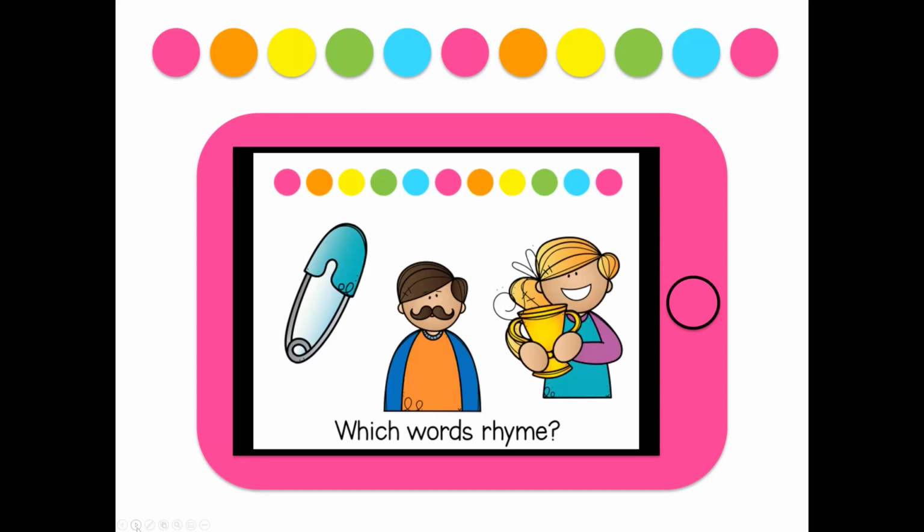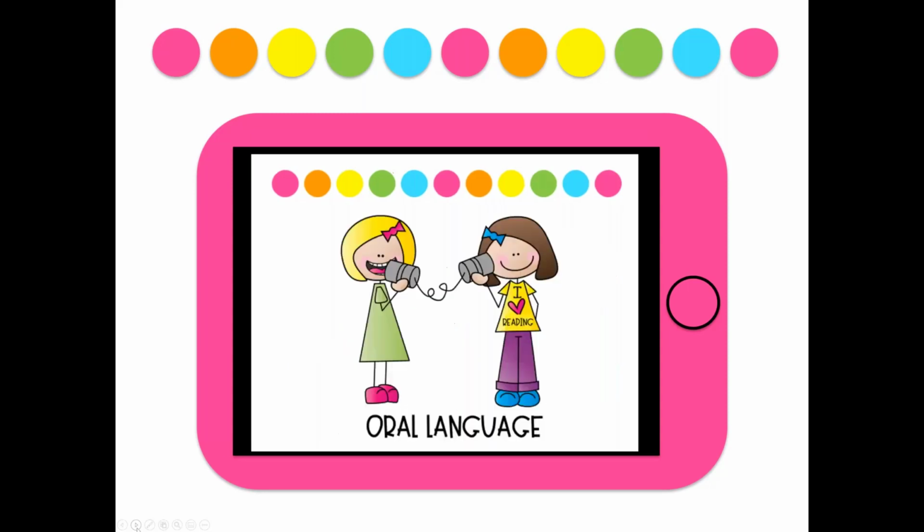Let's say these words. Pin, man, win. Which words rhyme? And they would yell out, pin, win. What's the rhyming part? And they would say, in. Okay? Listen as I say a sentence. Repeat the sentence and hold up your fingers to show how many words. I love donuts. And you're going to hope that your kids hold up 3.